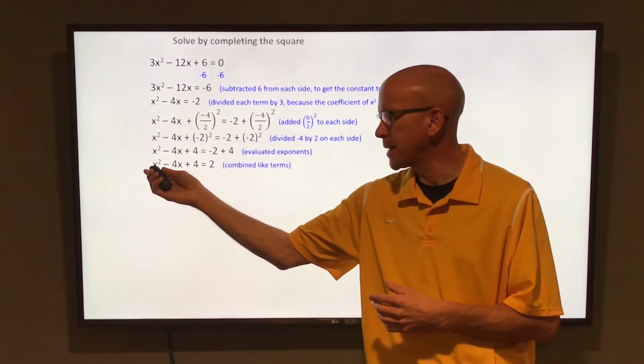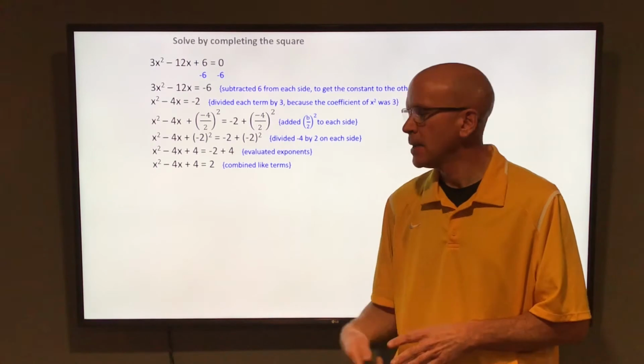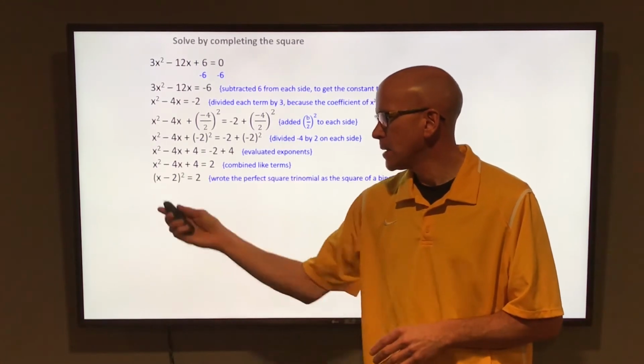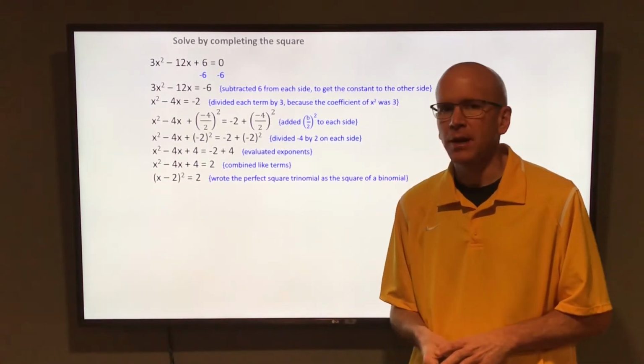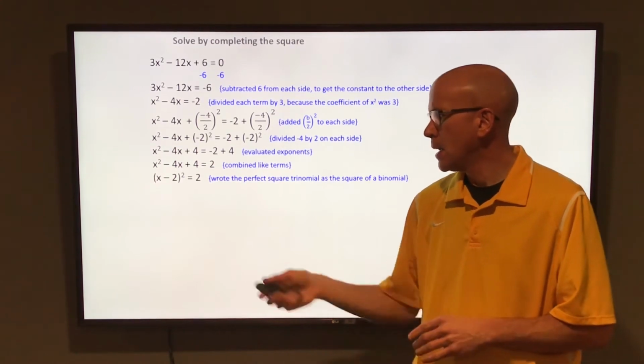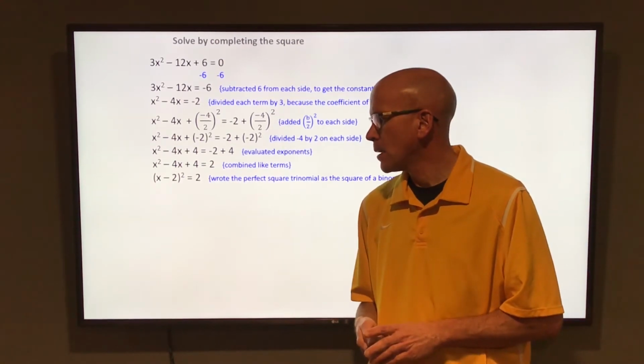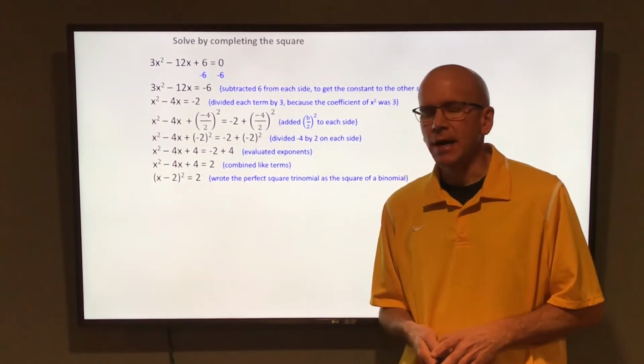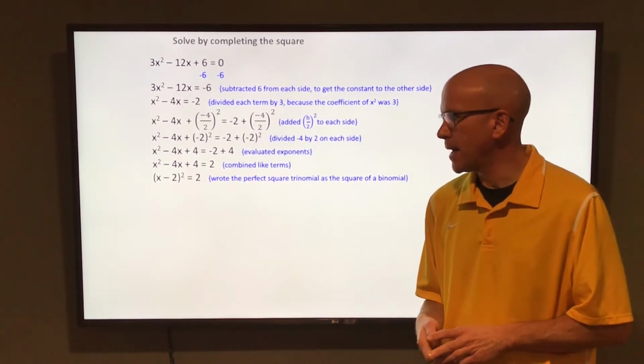In other words, take the square root of x squared, that's x. The square root of 4 would be 2. So that factors into x minus 2 squared. And that is equal to 2. Take the square root of each side. The square root of x minus 2 squared, that would be x minus 2.